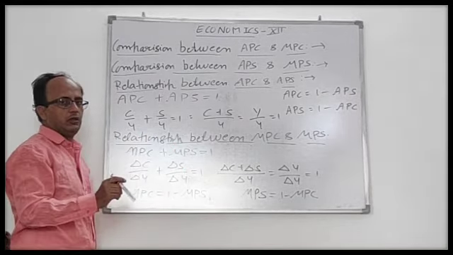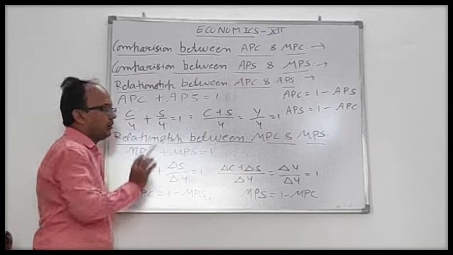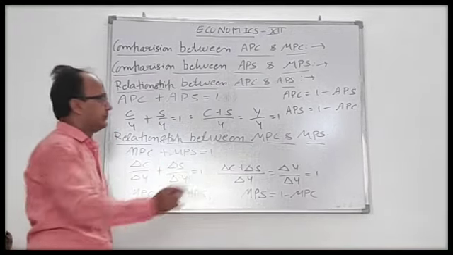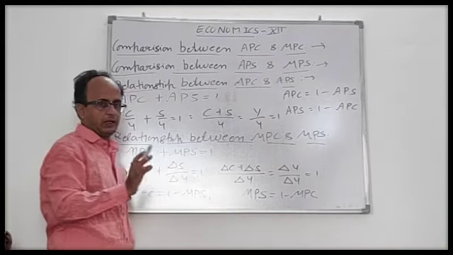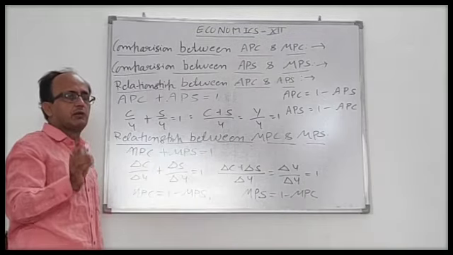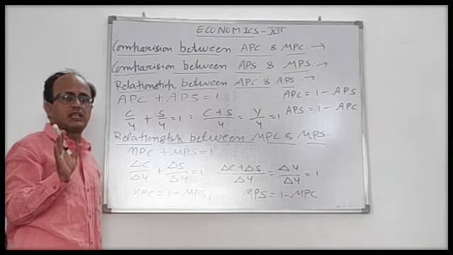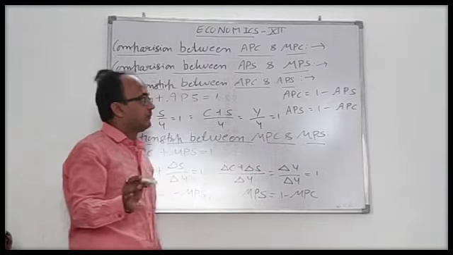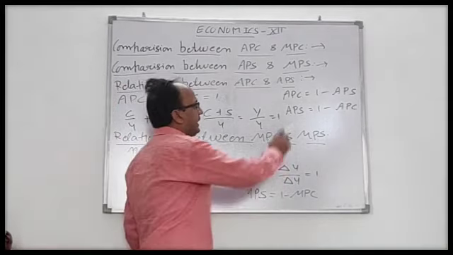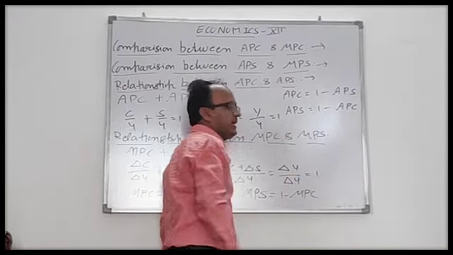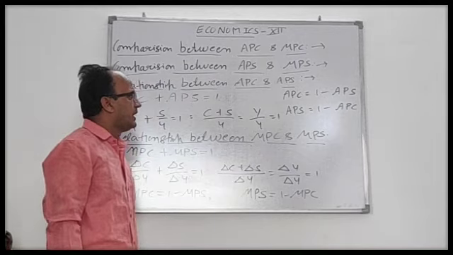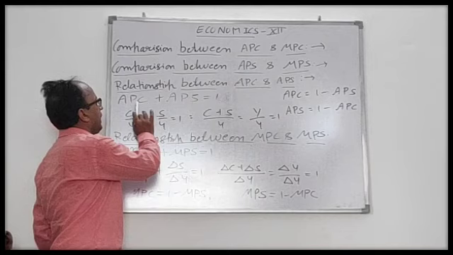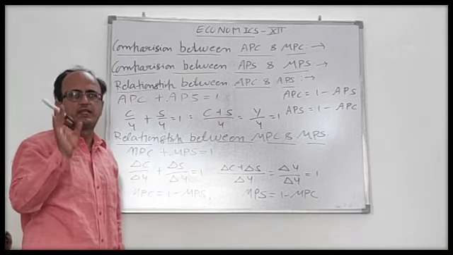How we find APC? C upon Y, और how we find APS? S upon Y. If we take Y as LCM, then C plus S upon Y. C plus S is always equal to the income level. C plus S किसके इक्वल होगा? income level के। So Y upon Y equal to 1. If we have to calculate APC, how we calculate? 1 minus APS. Or if we like to calculate APS, how we calculate? 1 minus APC. I repeat again, APC plus APS always equal to 1.